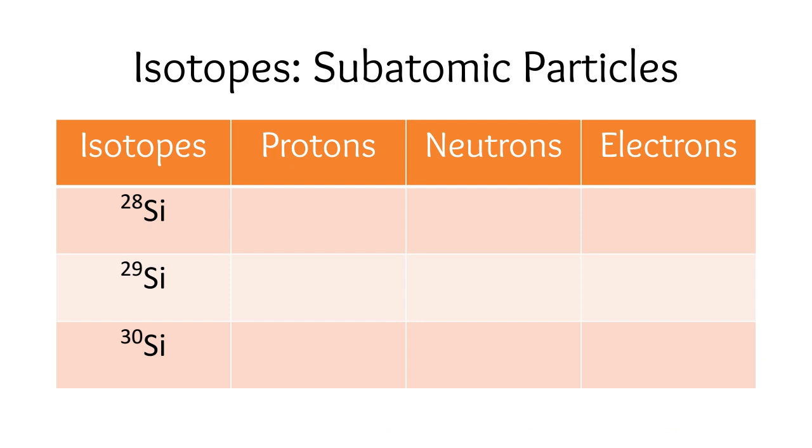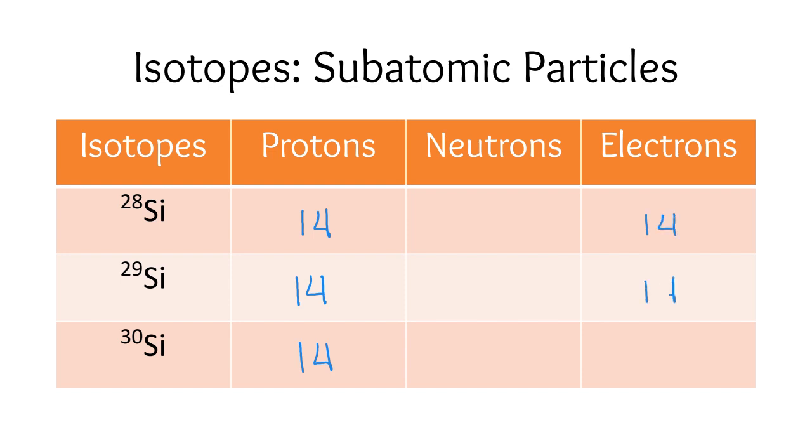So here we have one example. It's an isotope and the subatomic particles. We're given the three isotopes of Si. Remember, Si is silicon, number 14. Because it's number 14, its atomic number is 14, so we know its number of protons for each one of these isotopes are all going to be the same. We also know my number of protons and my number of electrons are going to be the same because of atomic number.